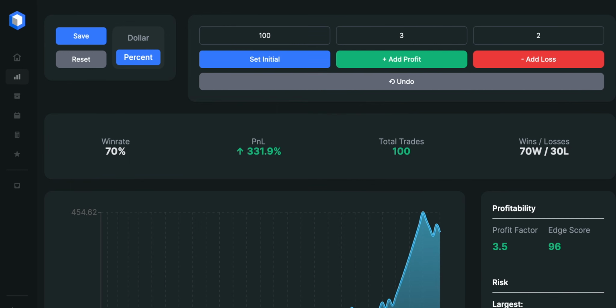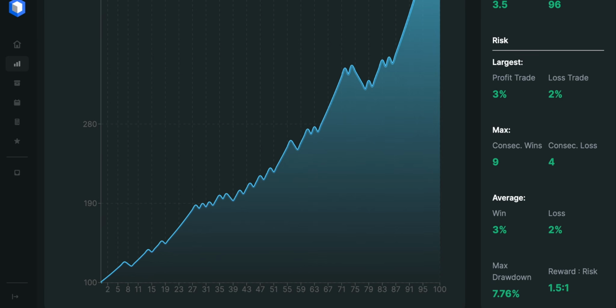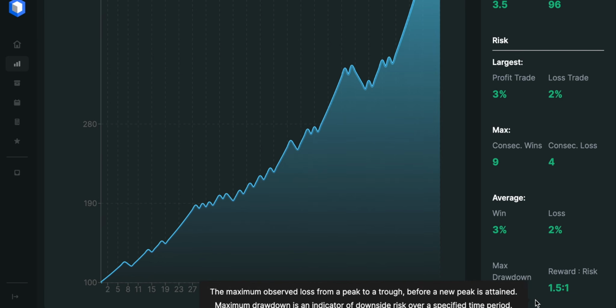Okay, the backtesting is finished and here are the results. The win rate for the strategy is 70%, which is crazy high, and we gained over 331% of profit on our account. The profit factor for the strategy is 3.5 and we had 9 consecutive wins against 4 consecutive losses. Also notice the maximum drawdown did not exceed 10%, which is really good for a scalping strategy.